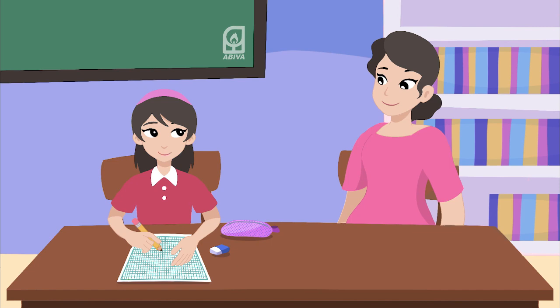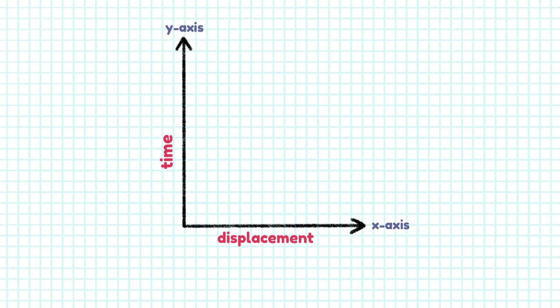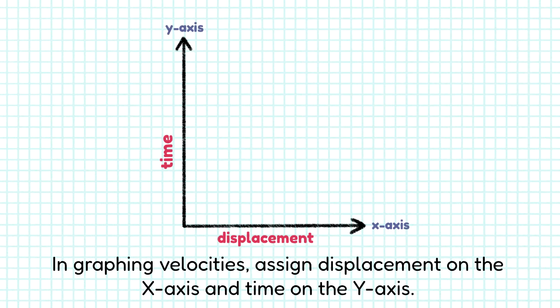Mommy, today our teacher explained the difference between speed and velocity. I told her that we talked about that last week. She taught us today how to graph velocity. Really? Can you tell me how to graph the velocity of objects? She told us that we have to assign displacement on the x-axis of the graph and time on the y-axis of the graph. And then? Then, we plot our data. We mark the intersection where the values of displacement and time covered meet.